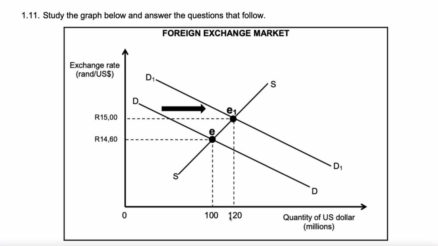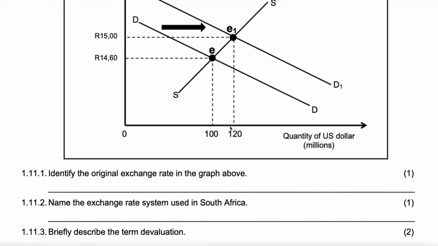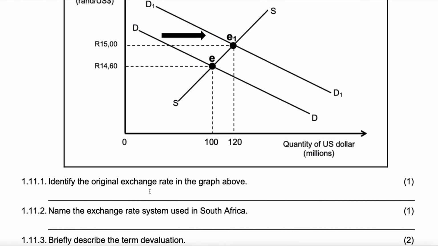Then we demand more dollars than before. Initially, we demanded $100 million. Now we demand $120 million. So there's an increase of $20 million demanded on the foreign exchange market. Yeah, we can talk about what could cause that, but let's go to the questions now and see what they could ask.